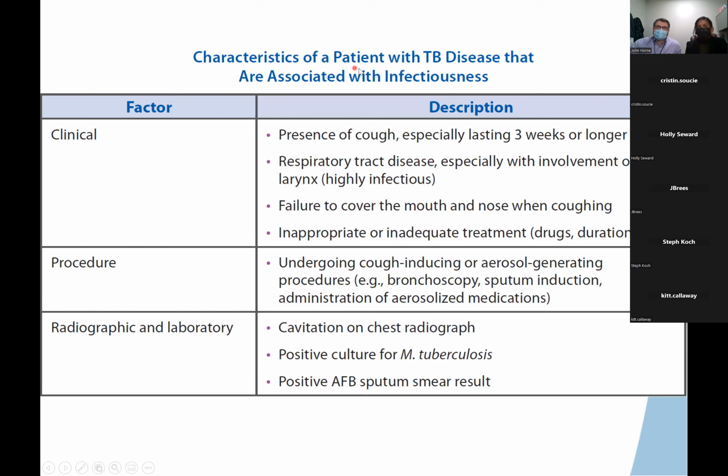And then characteristics of a patient with TB disease that are associated with infectiousness. If they're coughing a lot, respiratory tract disease, if they have underlying respiratory issues or tuberculosis in the respiratory tract, failure to cover the mouth or wear a mask, inappropriate or inadequate treatment, so they're not on the correct antibiotics recommended for treatment. Or if they have procedures that are aerosol generating. Like you said, breast TB, if they're going to do something that would put it out, like spraying it.